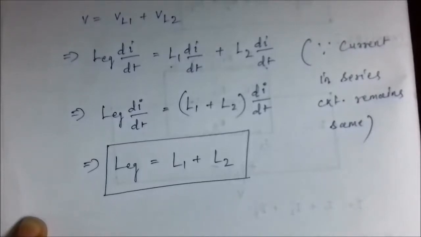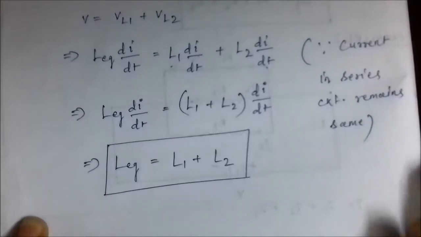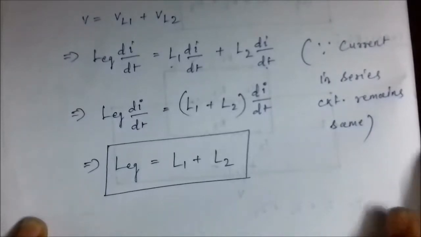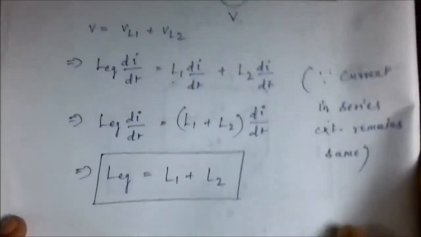So we infer that in a series combination of inductors, the equivalent inductance is equal to the sum or addition of the individual inductances, same as resistance.